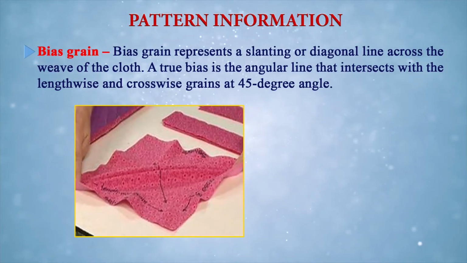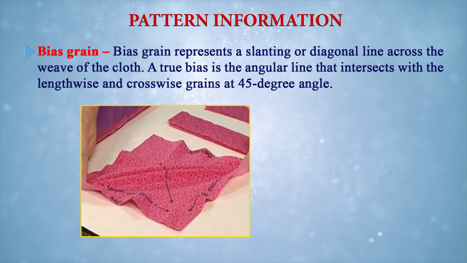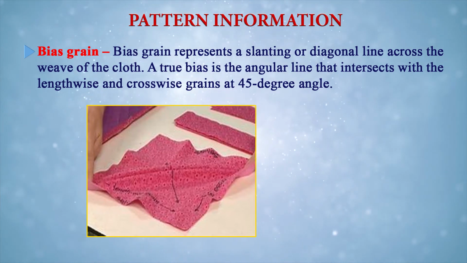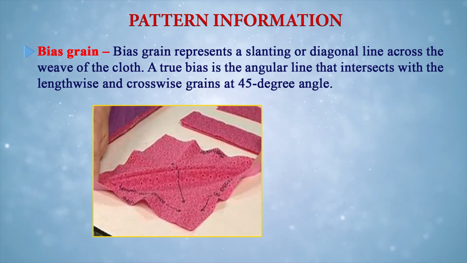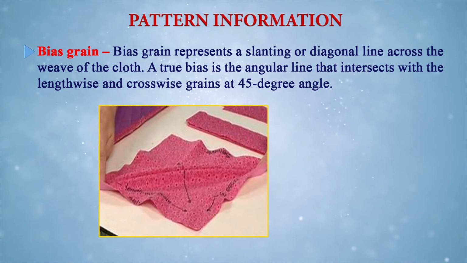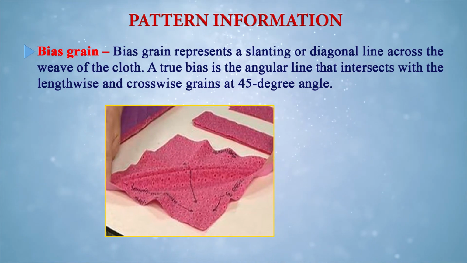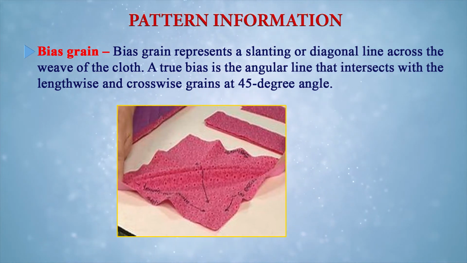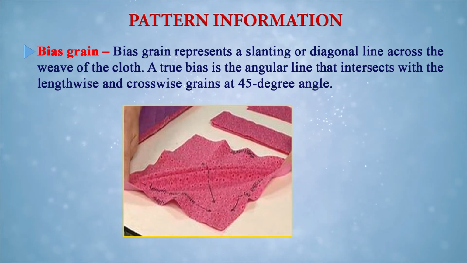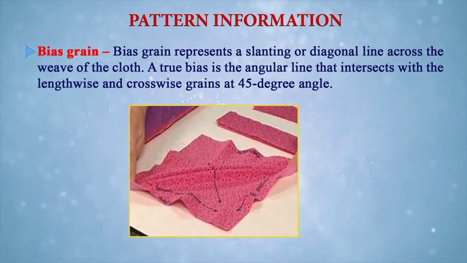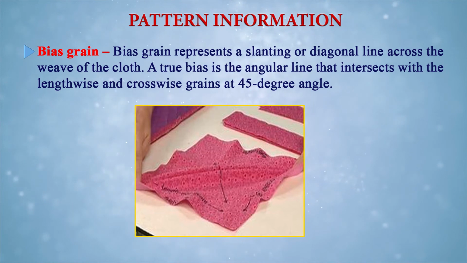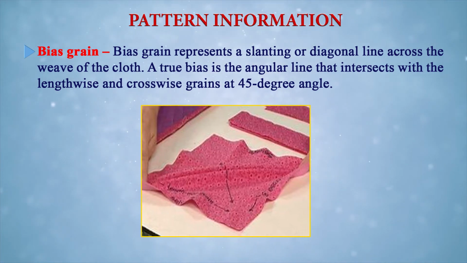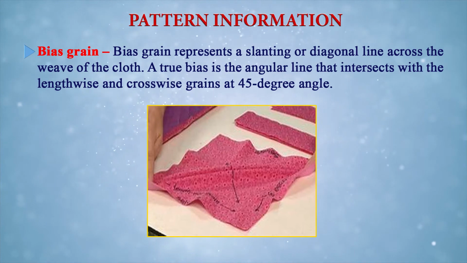Then bias grain. Bias grain represents a slanting or diagonal line across the weave of the cloth. When we have a square piece of fabric and cut it diagonally, at a 45 degree angle, that piece of fabric is called the bias grain. It is very stretchable, and we generally use it for making things like skirts which we want to have more circumference. So this was about some technical parts of flat pattern making.